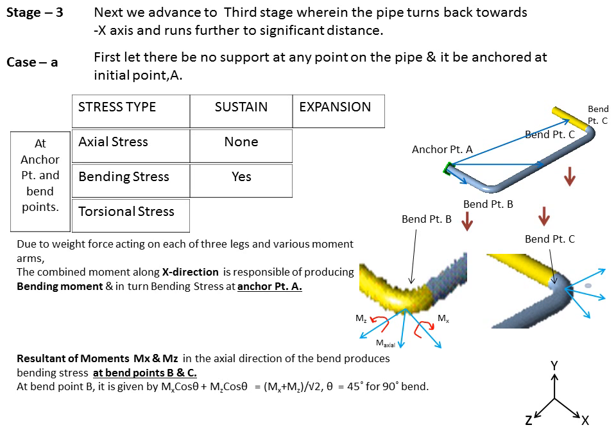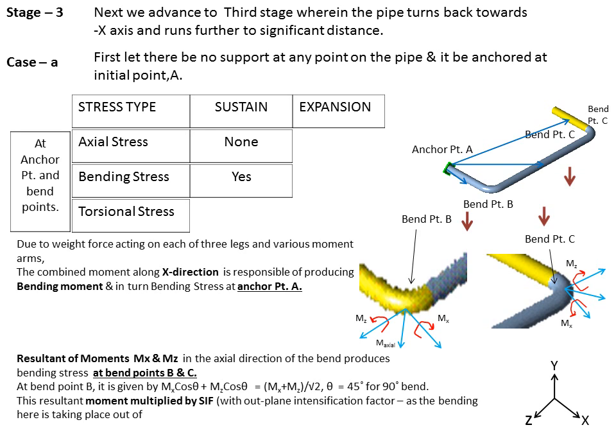At bend point C, again we have moment along mz, moment along mx, and the resultant of that. This resultant moment is multiplied by the SIF, the out-of-plane intensification factor in this case, as the bending here is taking place out of the plane.